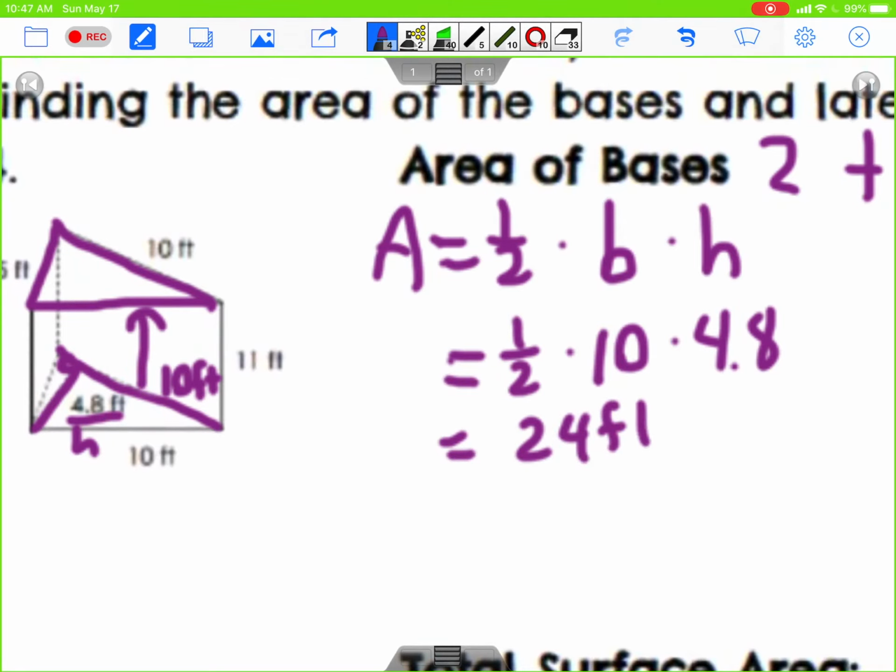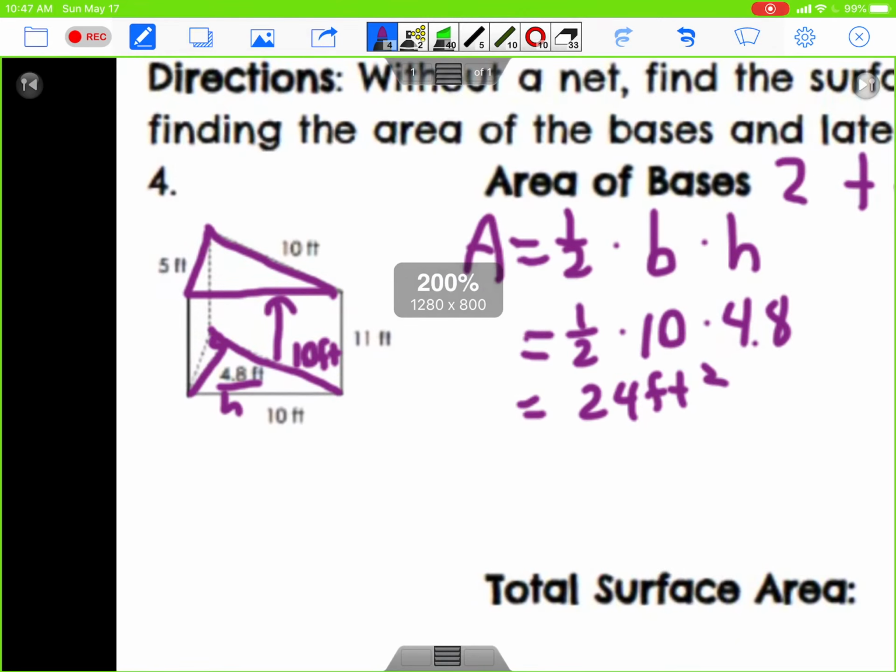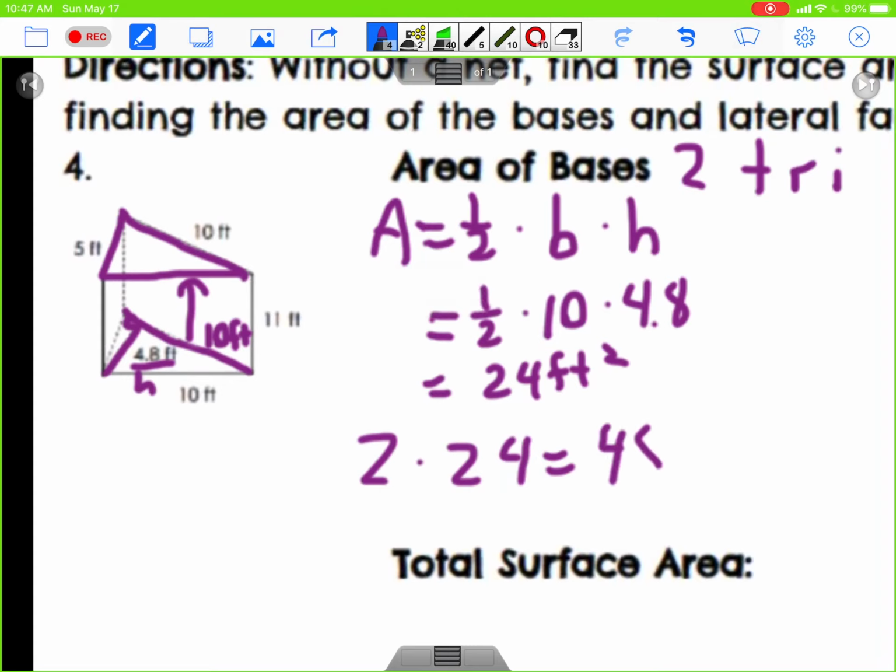24 feet squared. Now this side is pretty easy. Since the 2 triangles are exactly the same, you don't have to do another formula. All you need to do is 2 times the area of one of them, so 2 times 24, and that will equal the area of the 2 triangles together.